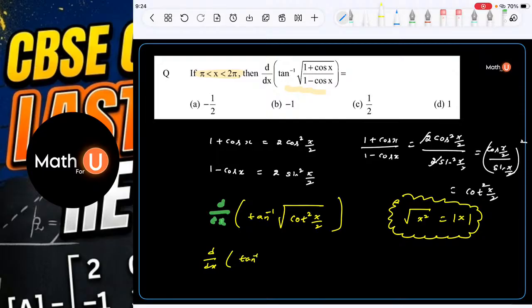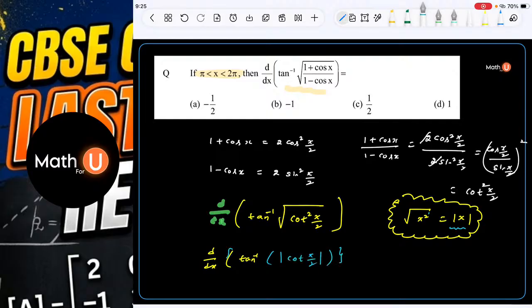Actually, normally what students do is they directly cancel the square and the root. That is not correct. Whenever a square root involves x square, you should write it as mod x. It can be written as mod of cot x by 2 now.